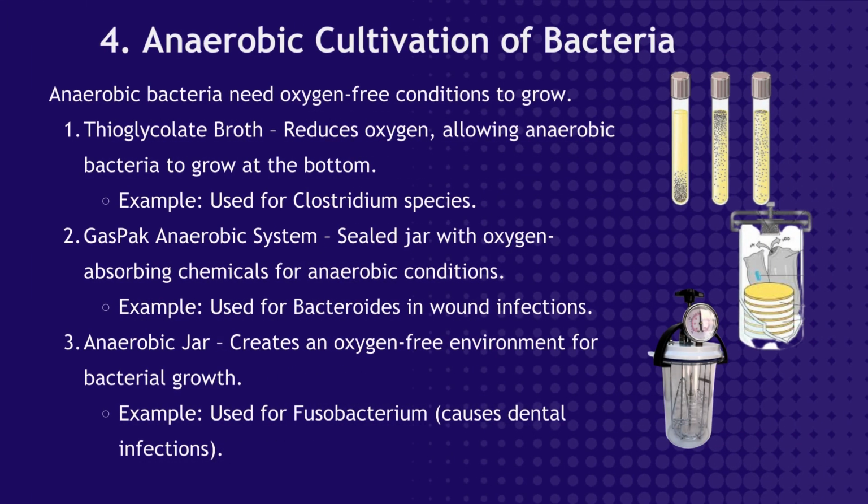Anaerobic cultivation of bacteria. Anaerobic bacteria need oxygen-free conditions to grow. Thioglycolate broth reduces oxygen, allowing anaerobic bacteria to grow at the bottom. Example: used for Clostridium species.